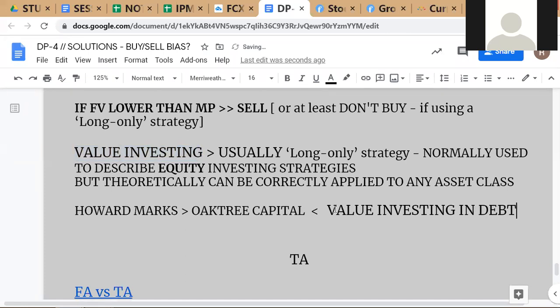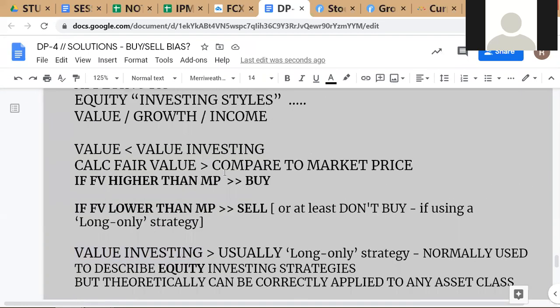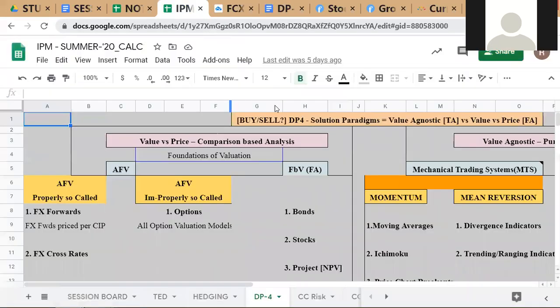So his strategy is the same. When I say value investing in debt, obviously what these guys do is look at corporate bonds. They see what the price of the bond is. Obviously in the bond markets, you talk about yield, not price. And they again do the same calculation. They find out what is the fair value of the bond.